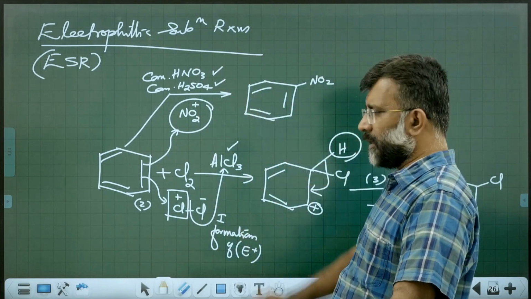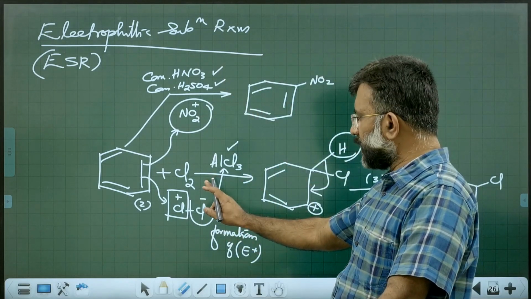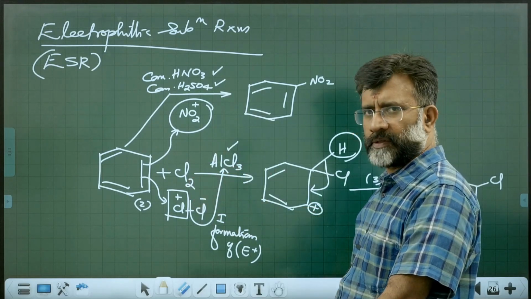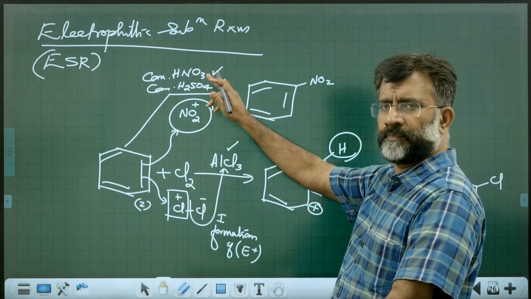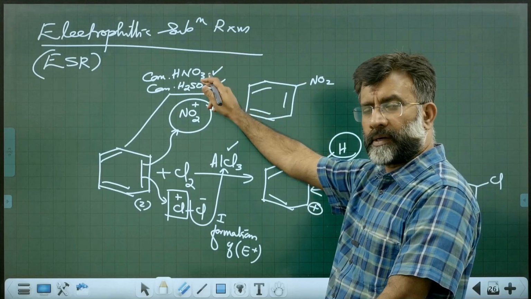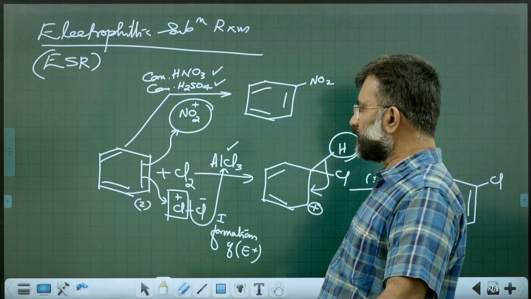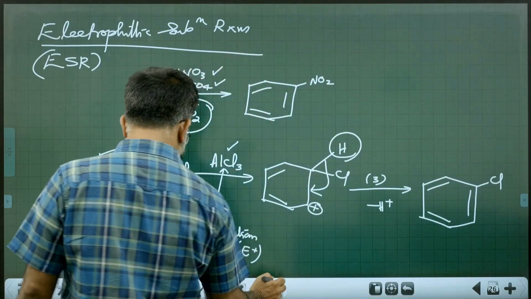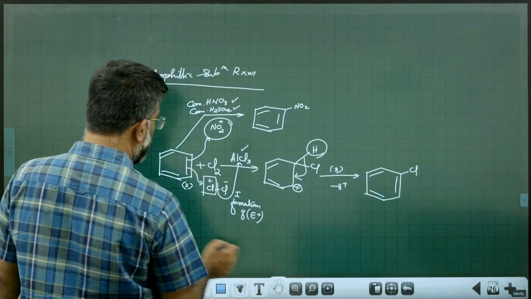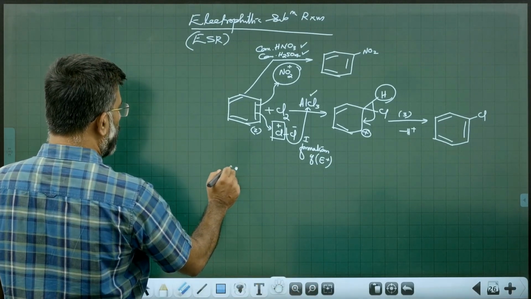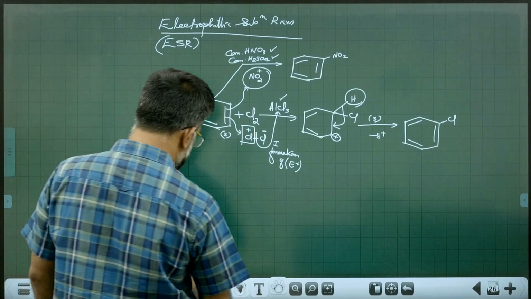This is called nitration. Halogenation involves halogen with the Lewis acid. Nitration involves concentrated nitric acid with concentrated sulfuric acid, called a nitration mixture. Now another reaction, the sulfonation reaction.